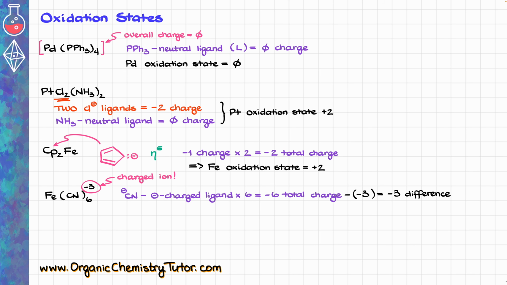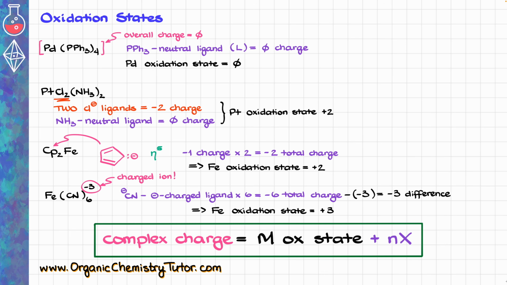And since the complex charge is -3, the difference that I have to balance it out with iron is -3, meaning that the iron oxidation state must be +3 in this complex in order to balance it out. And if you absolutely need a formula to remember how to do this, you can remember that the complex charge equals the metal's oxidation state plus the charged donor groups in your molecule. So, depending on which two pieces of information you have, you can always easily reverse engineer the other missing bit.